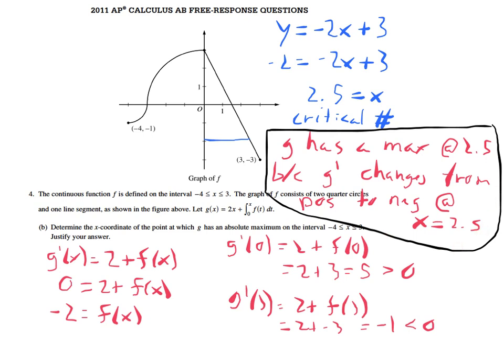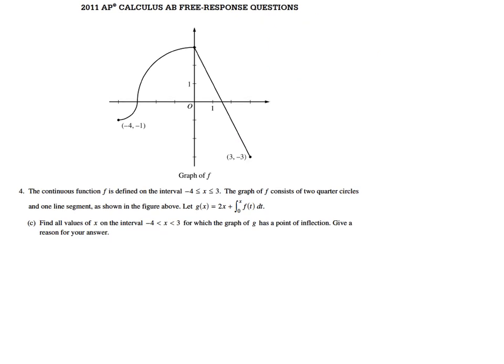Now let's go on to part C. In this one, they want to find where the graph of g has an inflection point, and then again give a reason. Just like finding the absolute maximum in the last one, we want to think about using derivatives. So we know that we have inflection points where the second derivative is 0.